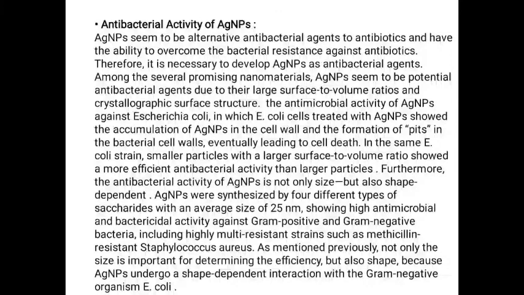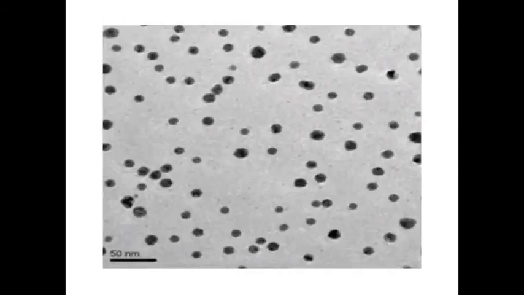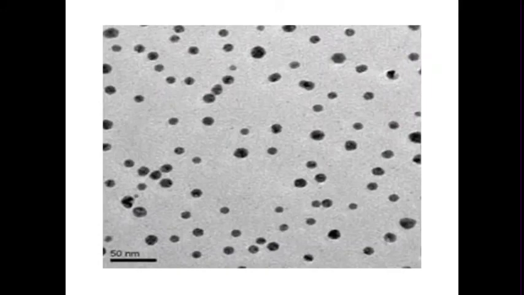AgNPs synthesized by 4 different types of saccharides with an average size of 25 nanometers showed high antimicrobial and antibacterial activity against gram-positive and gram-negative bacteria, including highly multi-resistant strains such as methicillin-resistant Staphylococcus aureus. As mentioned previously, not only the size is important for determining the efficiency, but also the shape, because AgNPs undergo shape-dependent interaction with the gram-negative organism E. coli. This is the particle count.